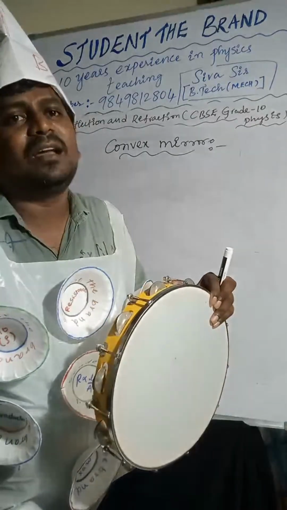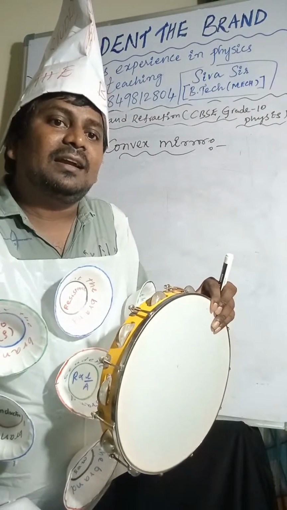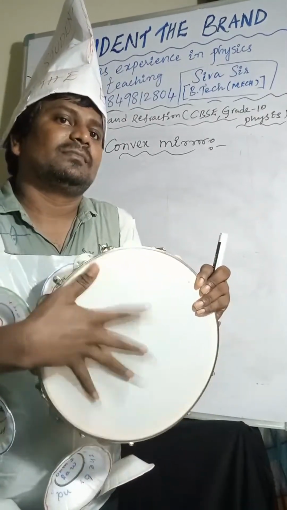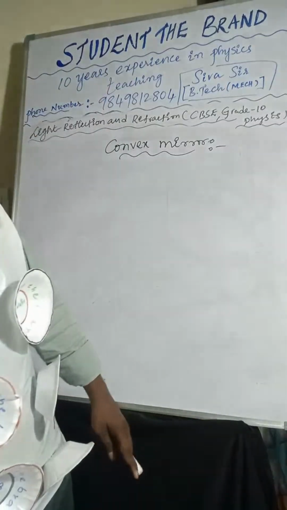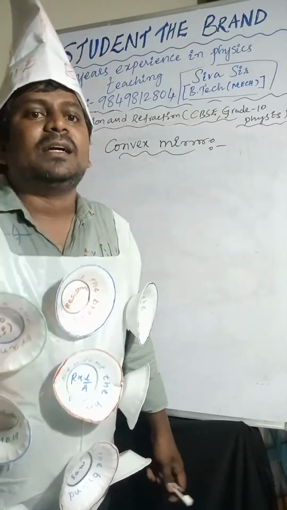Convex mirror always forms virtual, erect and diminished image.